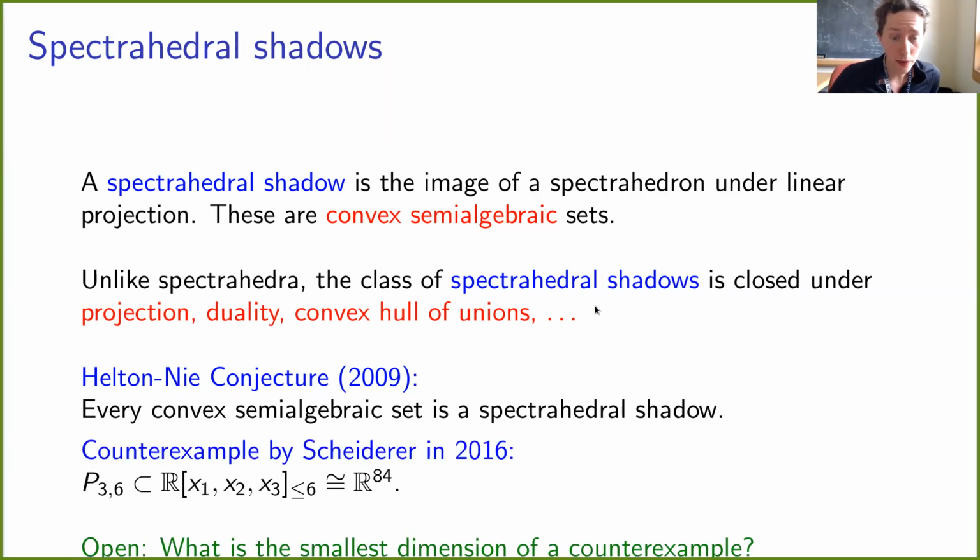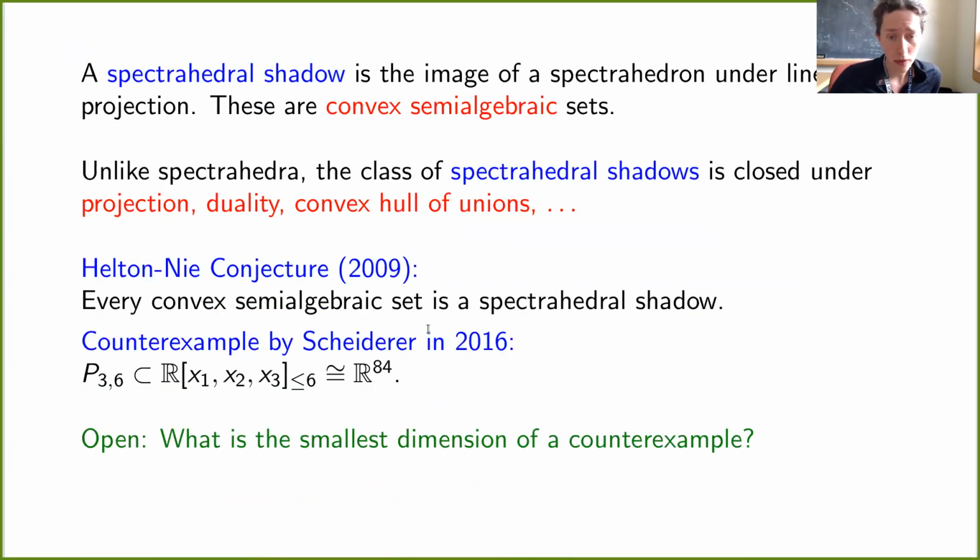It was actually disproved, I guess, maybe 5 years ago now. And the counterexample was actually the set of non-negative polynomials of degree at most 6 in 3 variables, which is a full dimensional convex cone in a large dimensional vector space. I think there's a few smaller counterexamples known, but it's still not very well understood what things come this way.